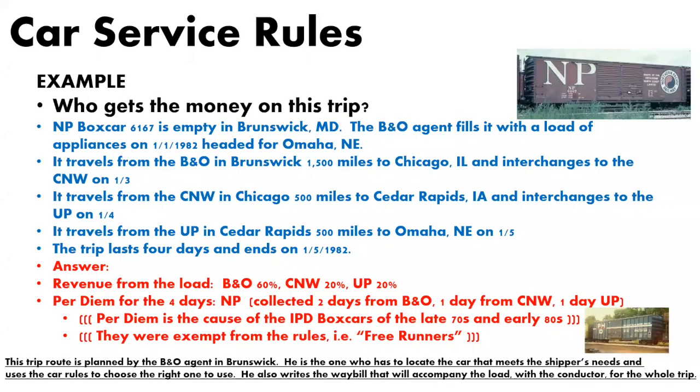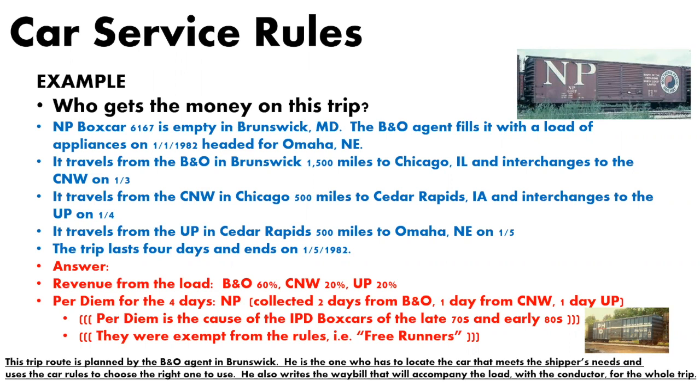So here's a very hard example of where the money goes. And this explains why the routing is the way it is. So you have a picture there, Northern Pacific boxcar number 6167, right there in the photo. It's empty in Brunswick, right? The B&O agent in Brunswick, Maryland, which is on my layout, fills it up with a load of appliances on January 1st, 1982. And it's destined for Omaha, Nebraska.